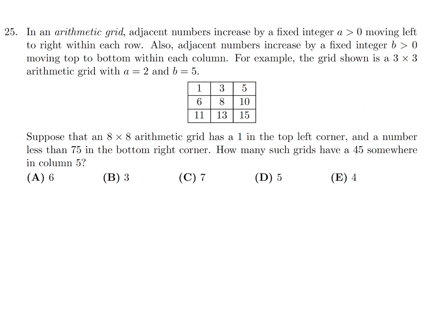In an arithmetic grid, adjacent numbers increase by a fixed integer a greater than 0, moving left to right within each row. Also, adjacent numbers increase by a fixed integer b greater than 0, moving top to bottom within each column. For example, the grid shown is a 3 by 3 arithmetic grid with a equal to 2, b equal to 5. Now suppose that an 8 by 8 arithmetic grid has a 1 in the top left corner and a number less than 75 in the bottom right corner. How many such grids have a 45 somewhere in column 5?